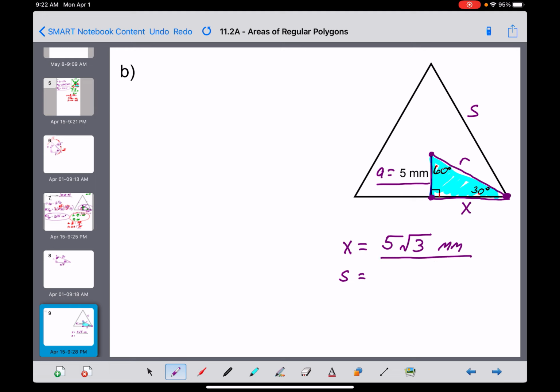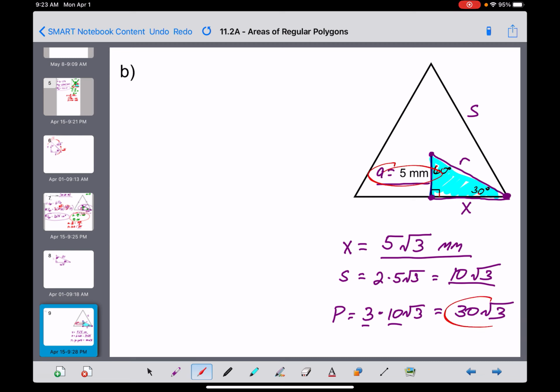So 2 times the 5 root 3, let me write that out, 2 times 5 root 3, that's going to get us 10 root 3 for the length of each side. And then the perimeter now is going to be the number of sides, which is 3, multiplied by the length of each side, which is 10 root 3, and that's going to get us 3 times 10 is 30, and the root 3, kind of like a variable, just goes along for the ride. So we know our apothem and we know our perimeter.